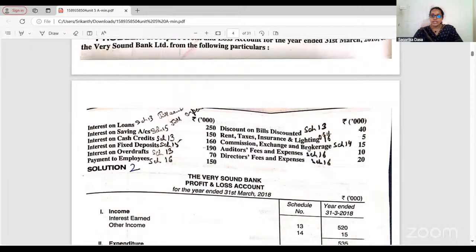Commission, exchange and brokerage. Most of the students will make a mistake here, thinking that it is an expenditure. No, it is an income. The banking business will receive commission, exchange fees and brokerage fees on behalf of the customer. Hence, it is an income. So, it is other income, therefore schedule 14 you have to take. Auditor fees and expenses, 16. Director fees and expenses, 16.